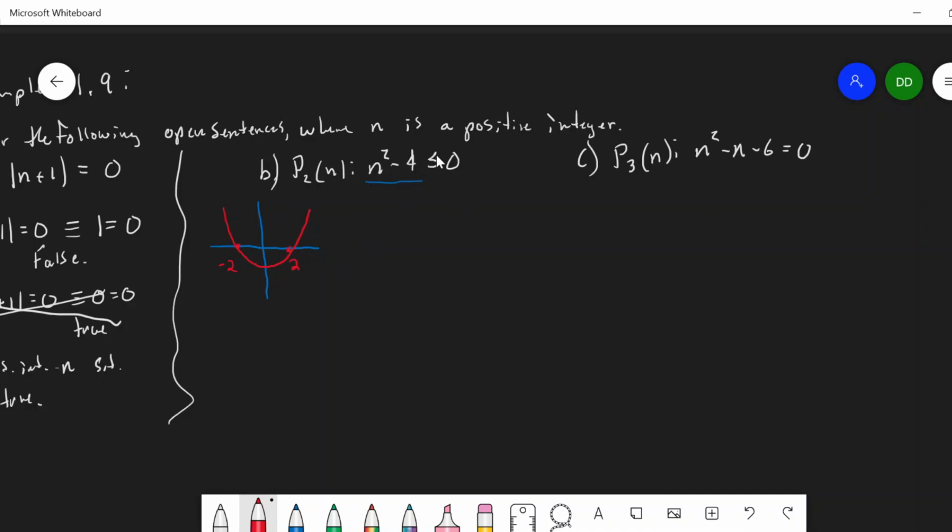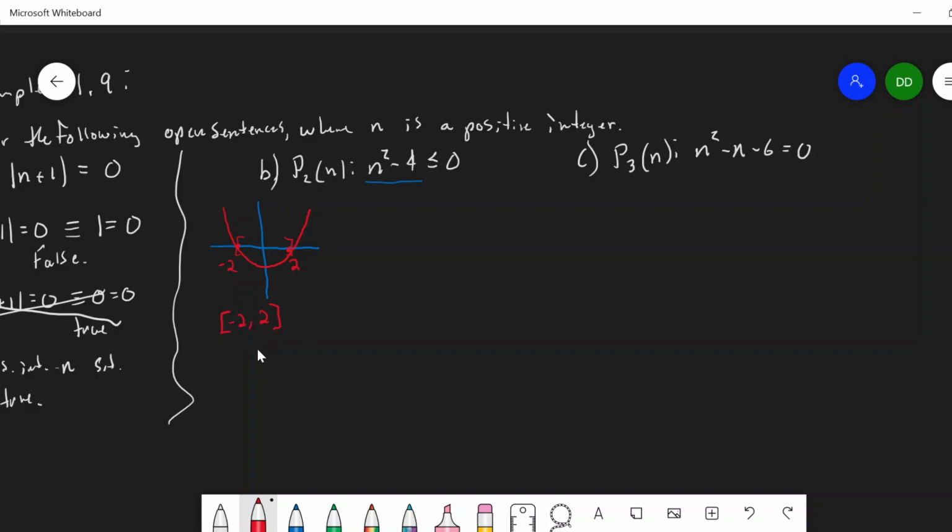What this means is, since we're looking for when this is less than or equal to 0, that means things inside of here, they'd have to be inside of this gap between -2 and 2. So if we're looking for all real numbers that made this true, it would be this interval of real numbers. But we're not. We're looking for positive integers n that make this true.